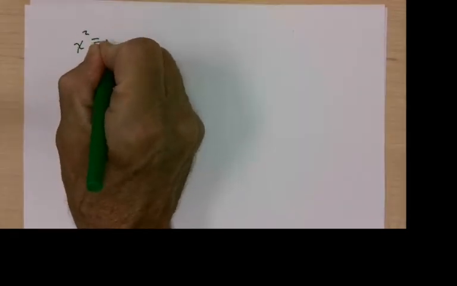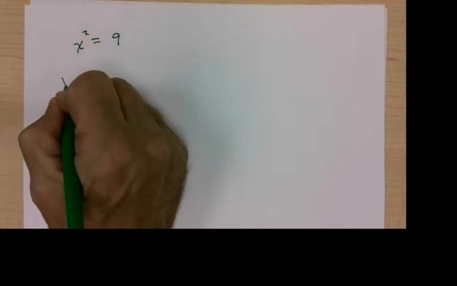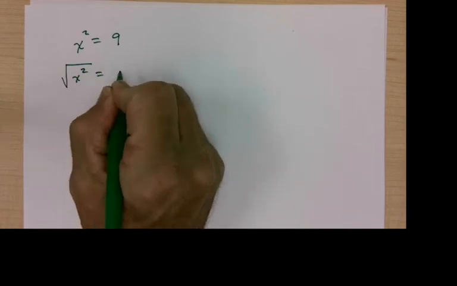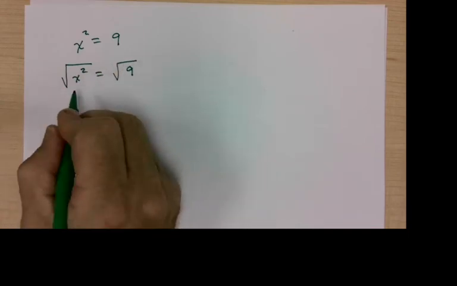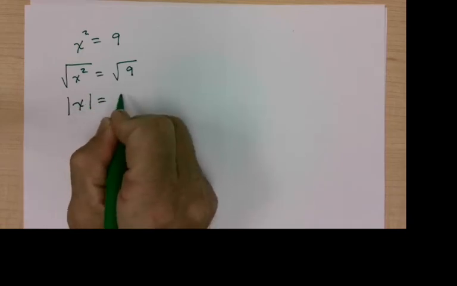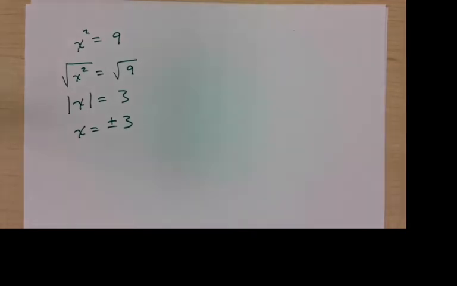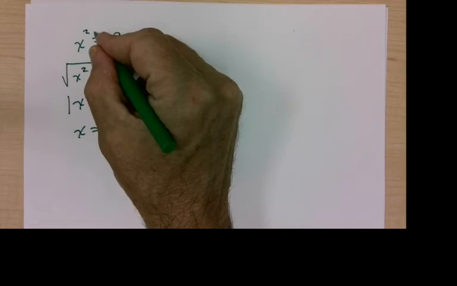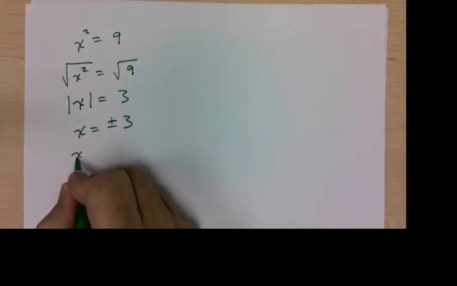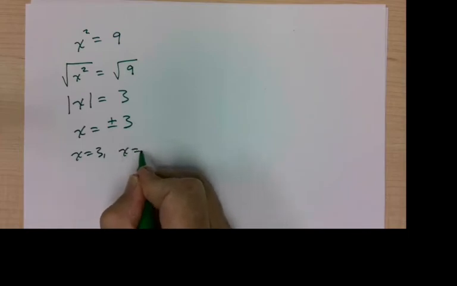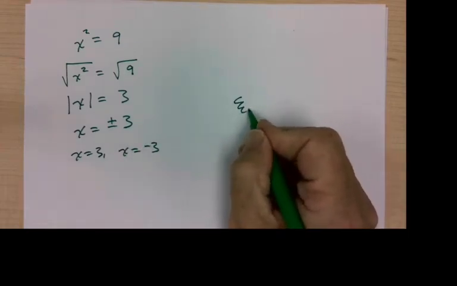If I have x squared equals 9, what can I do? We can take the square root of both sides, but we have to be careful here. The square root of x squared is actually the absolute value of x, and the square root of 9 is 3, which gives me x is plus or minus 3. So when I take the square root of both sides, I need to make sure I remember the plus or minus. And the thing to recall is that if you have a quadratic, if the highest power is 2, then you should have two solutions. So my answer here, x equals 3 or x equals negative 3, is what we get for our solution.